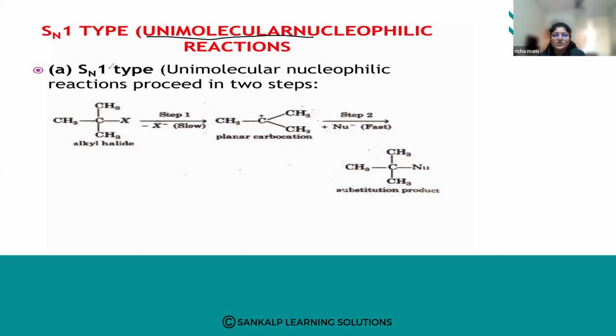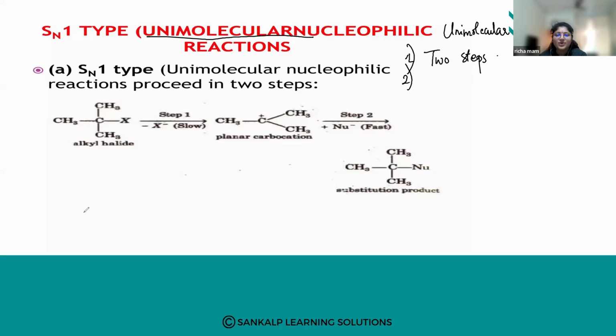Now here, what things do you have to remember? The SN1 reaction occurs in two steps. It is a unimolecular reaction, and the rate of the reaction follows first order kinetics. It depends on the concentration of only one alkyl halide. The reaction undergoes two steps.